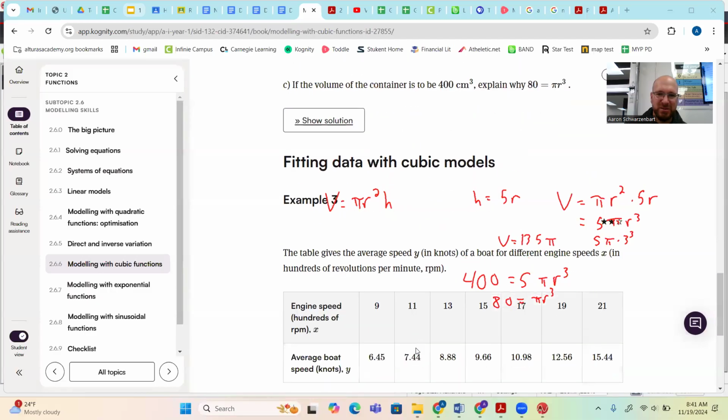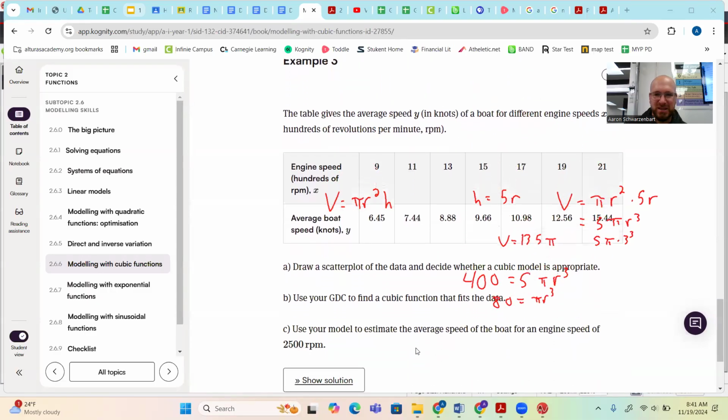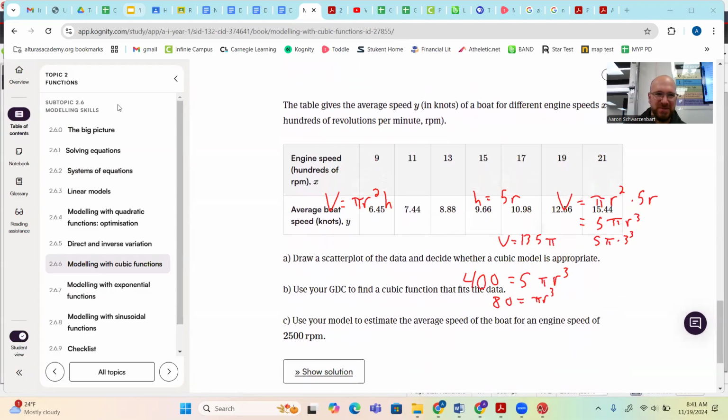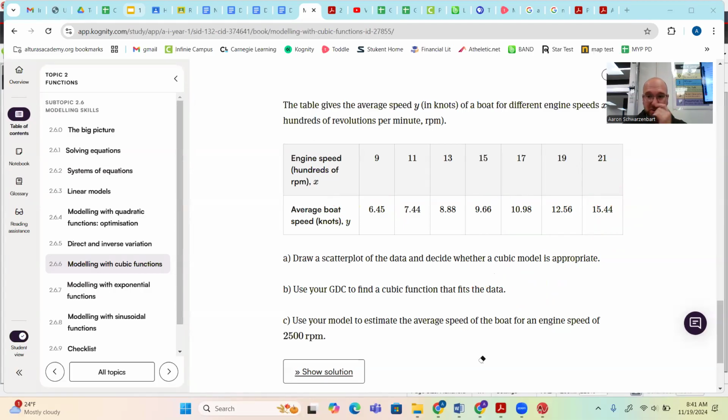Fitting data with a cubic model. Okay, this is just going to be a regression, except, oops. We're going to save time and I'm not going to actually have you do this. You're going to enter this on the calculator and you're going to choose cubic model.